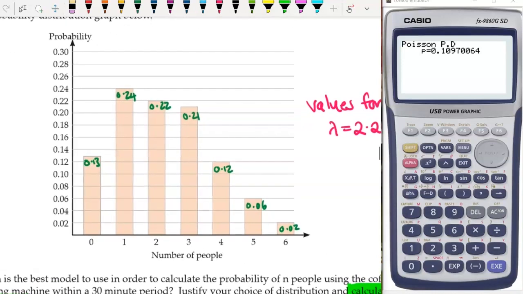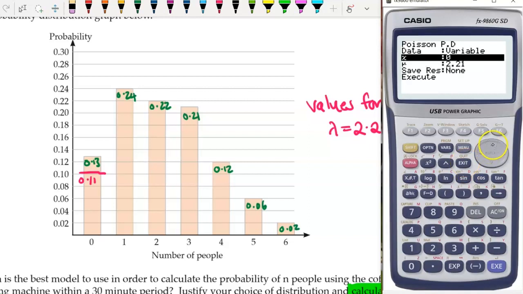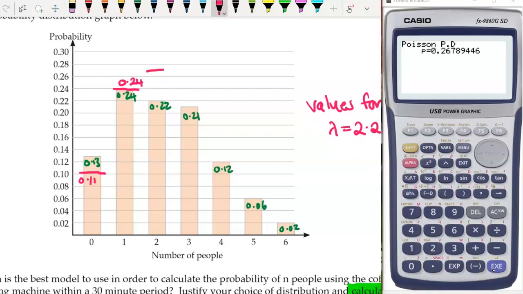I'll just zoom in and do that a little bit more accurately. So just a little bit above the 0.10, we have 0.110. Say 0.11. Then coming out and doing it for x equals 1, we've got 0.24. So 0.24, that matches 0.24. For x equals 2, 0.27. It's going to be about here. x equals 3 is 0.197. 0.197 is about here.